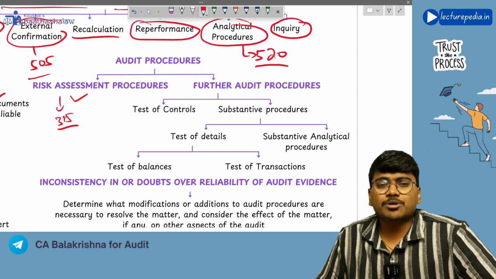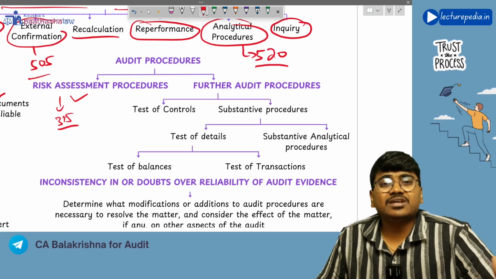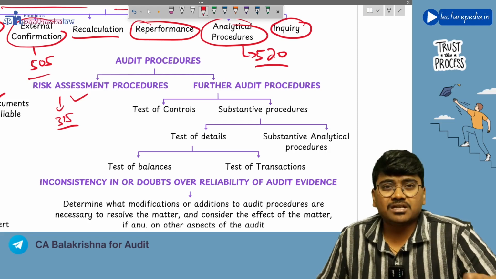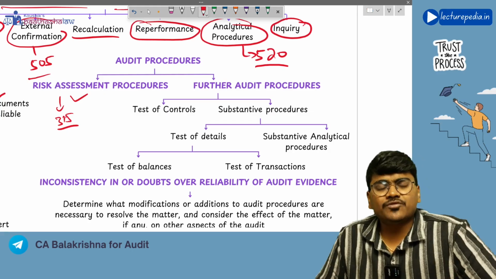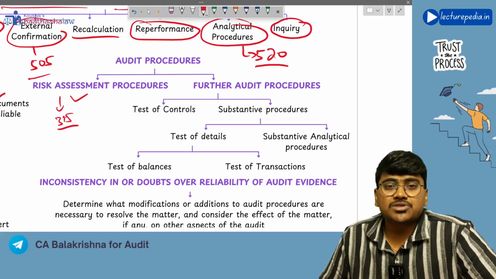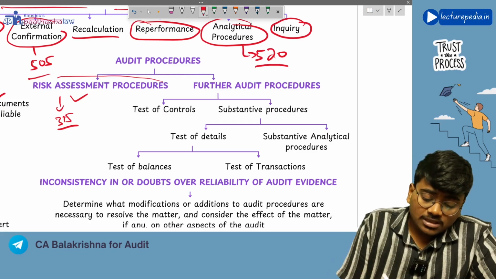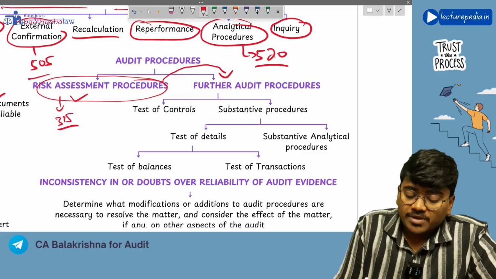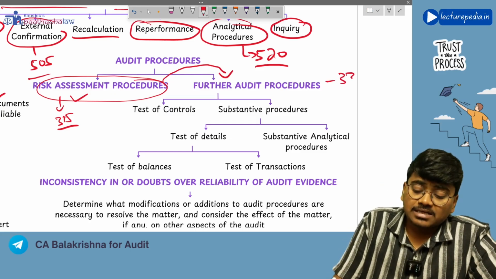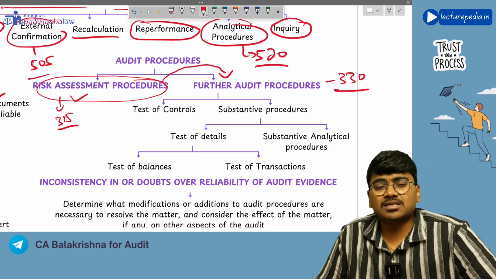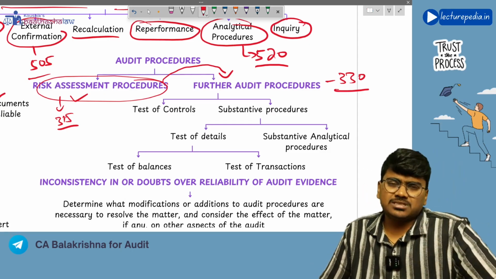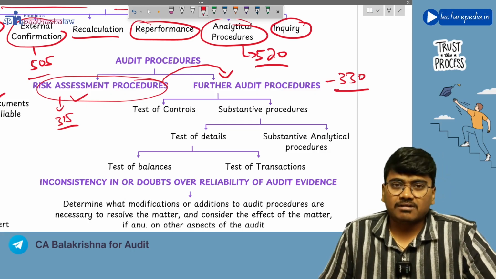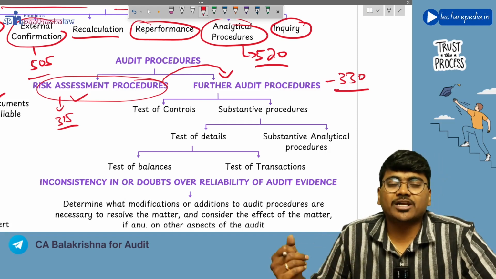So through risk assessment procedures you will assess and identify the risk. What are examples of risk assessment procedures? Inquiry, inspection, observation, analytical procedures. All these are examples of risk assessment procedures, correct or not? Next, based on the risk that you have identified through risk assessment procedures, you will design your further audit procedures as per SA 330. We have discussed this in SA 330. You will design your responses to the identified ROMM as per SA 315, right? Your responses are nothing but the further audit procedures.